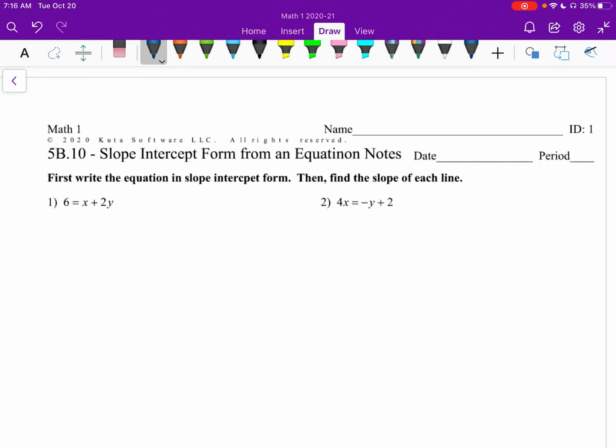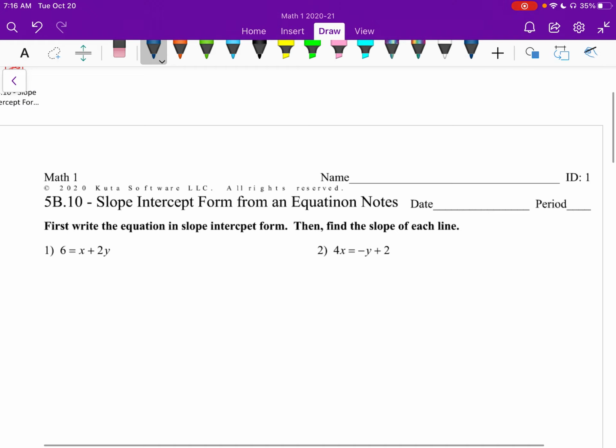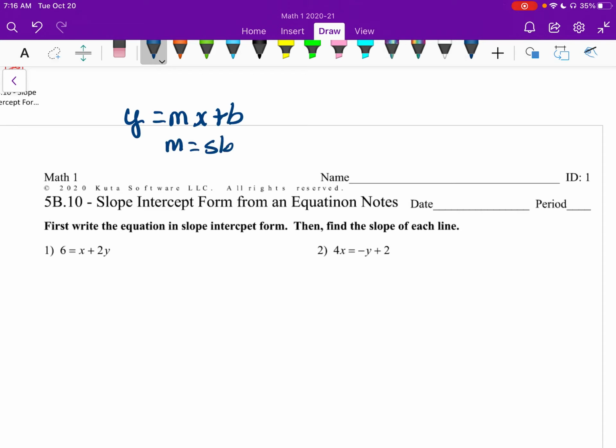All right, Math 1, slope-intercept form from an equation. In this lesson, all that we're going to be doing is rearranging the equation to where we have it in slope-intercept form. So we need to remember, what is slope-intercept form? It's y equals mx plus b, where m is your slope and b is your y-intercept. We don't really care that the slope is there and the y-intercept is there. We just care about this thing here for this lesson.